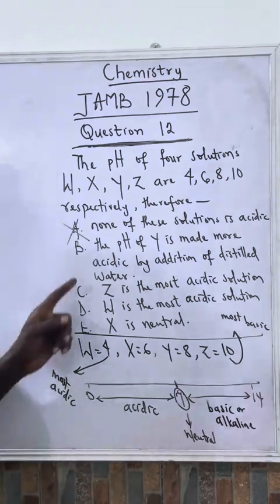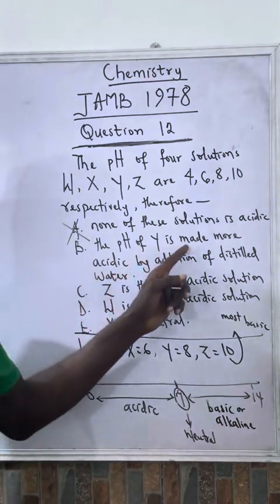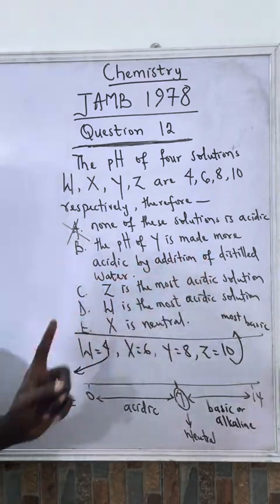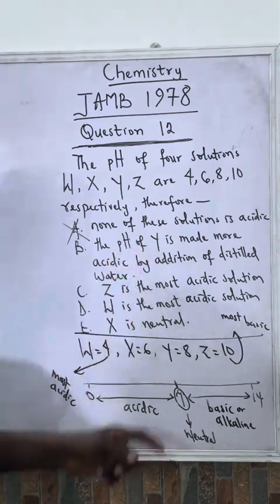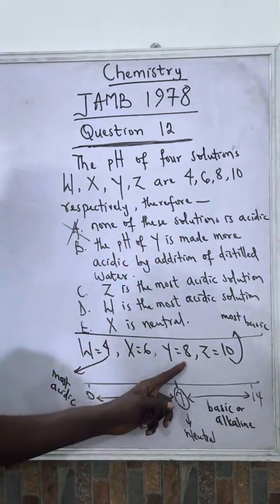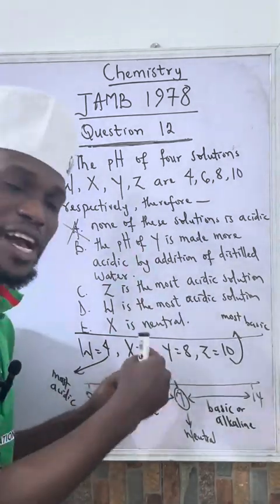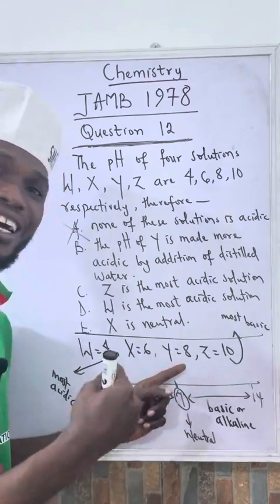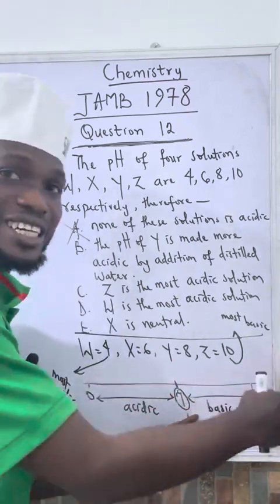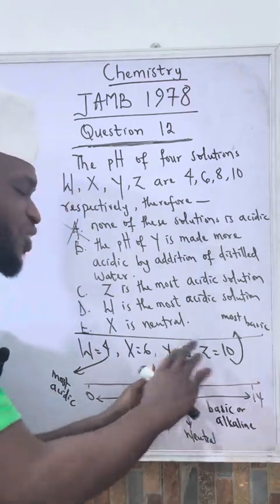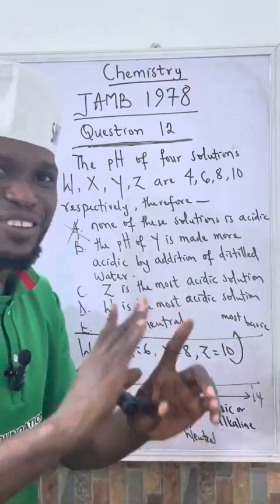Let's go to option B. The pH of Y is made more acidic by addition of distilled water. So first of all, let's look at the pH of Y. The pH of Y is 8. So this shows alkalinity. It shows that Y is a basic or alkaline solution because it's greater than 7. So in that regard, this is not even acidic in the first place.